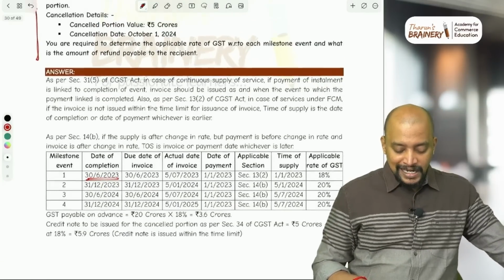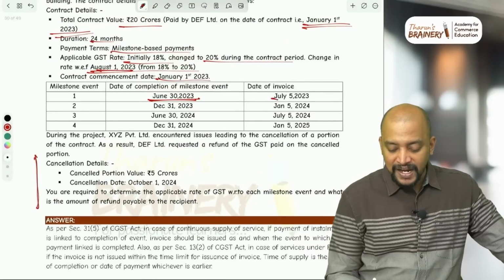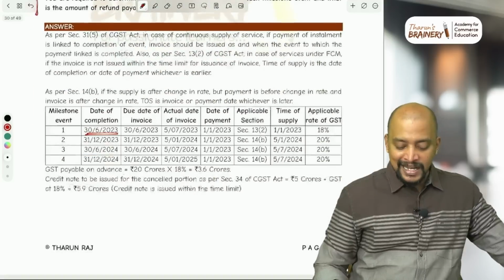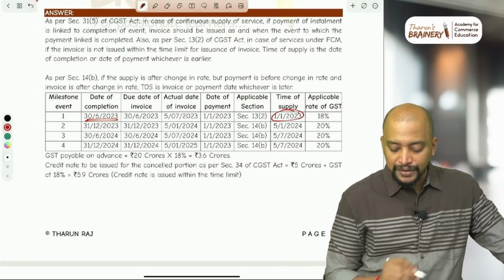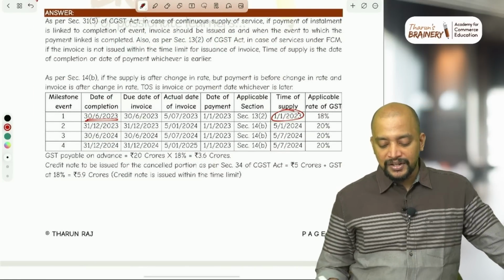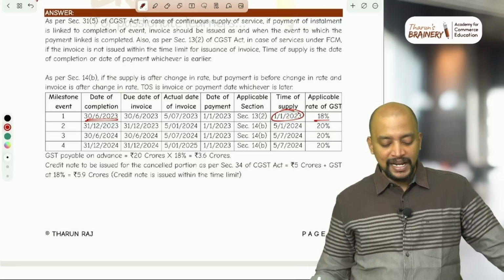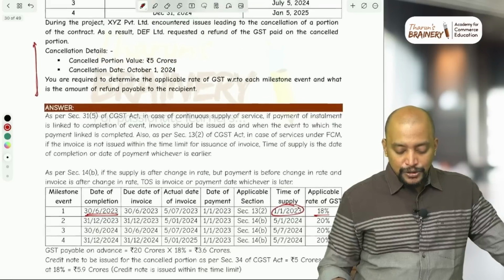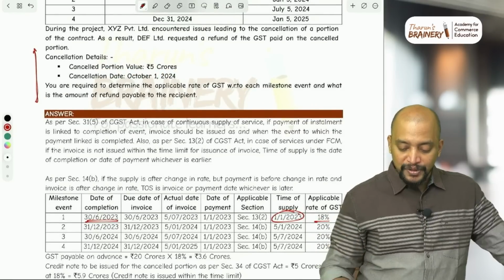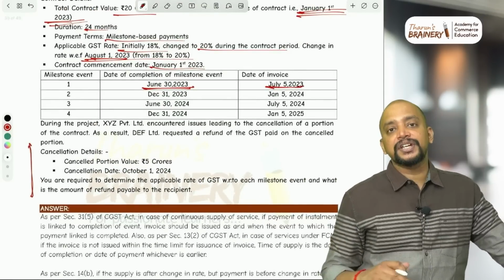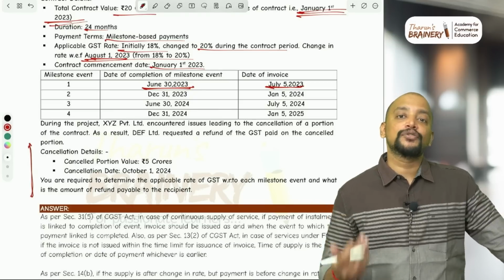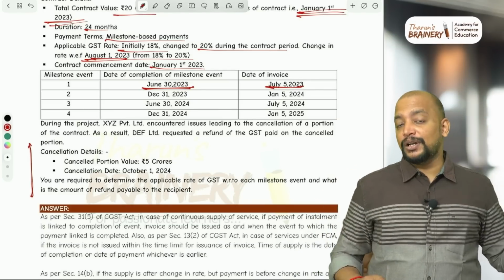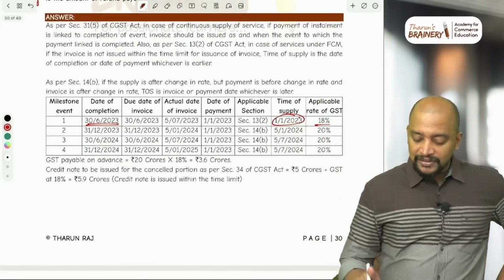So what is the invoice date? The invoice date for this is 5/7/2023, whereas payment is 1/1/2023. Whichever is earlier will be 1/1/2023. So accordingly, the applicable rate of GST will be 18%. Completion is before the change in rate, payment is also before, invoice is also before, everything is before the change in rate. The applicable section is not section 14, it will be section 13. Be careful, section 13 will be applicable.